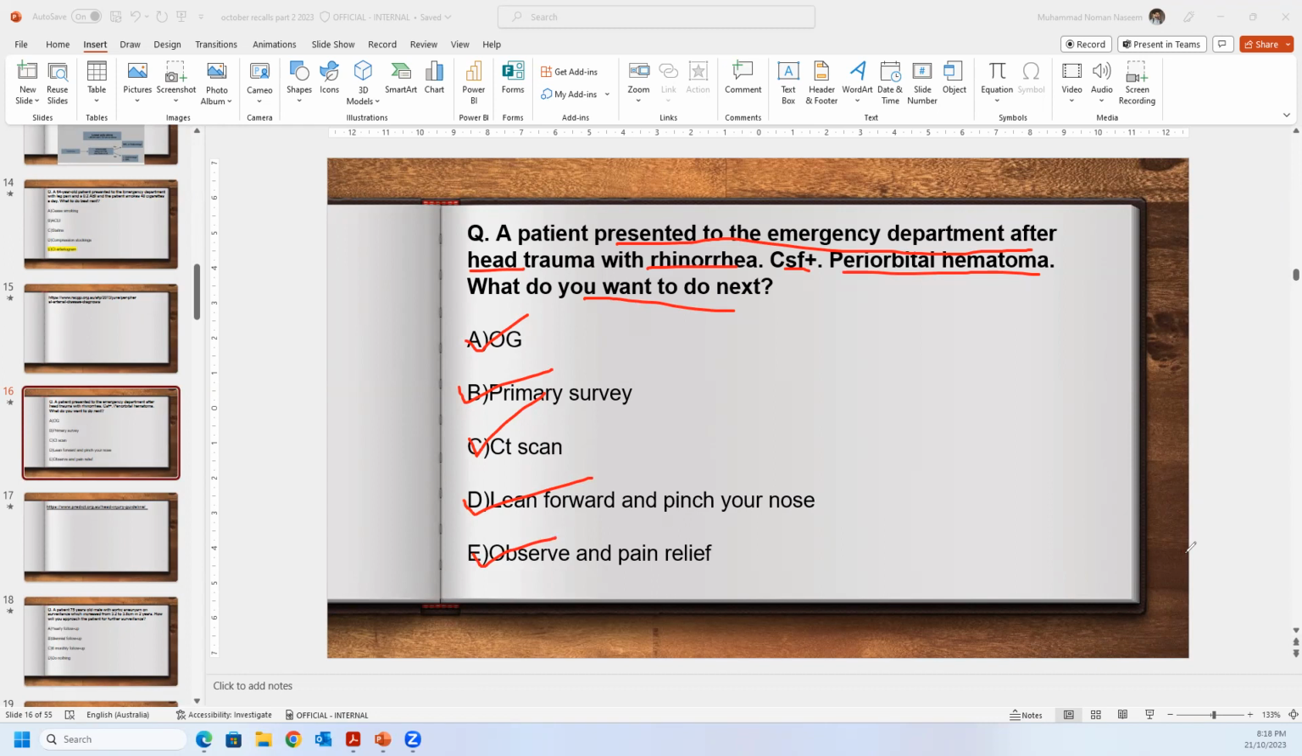2 theory classes and at least 2 or 3 recall classes per week.